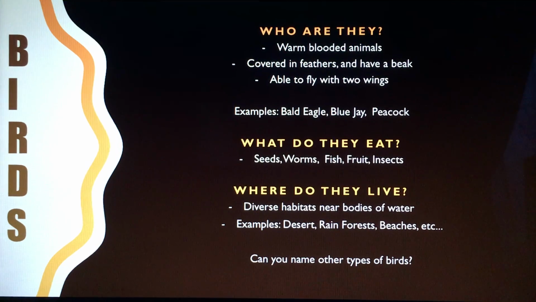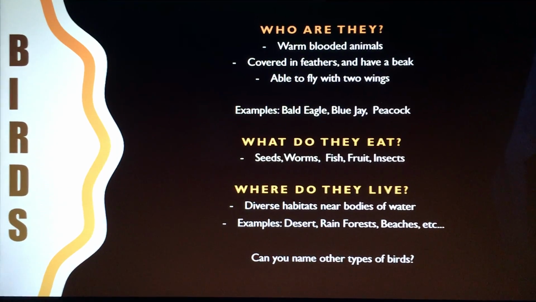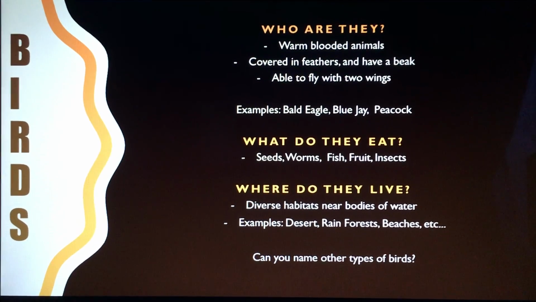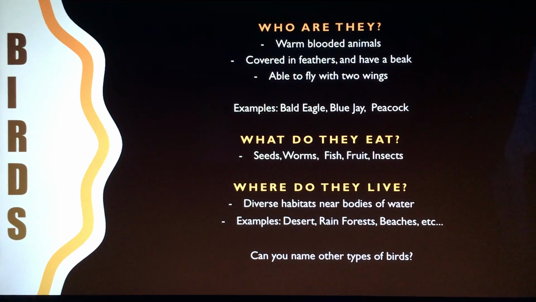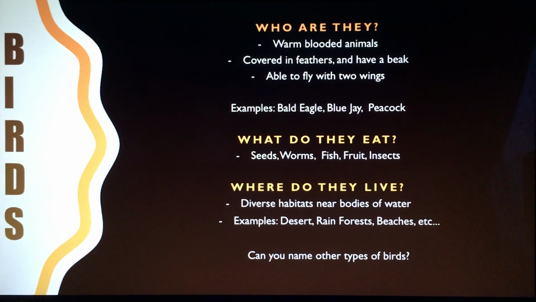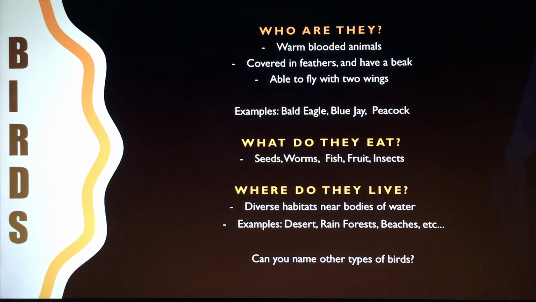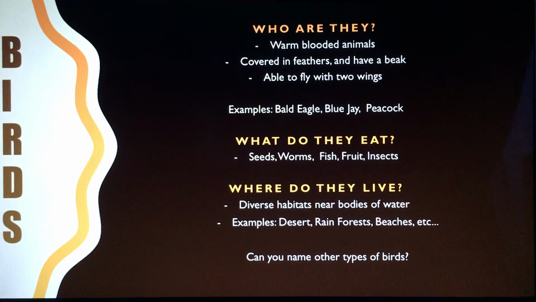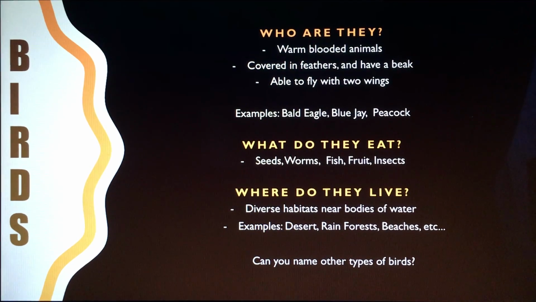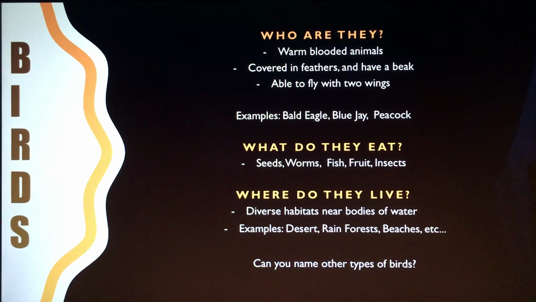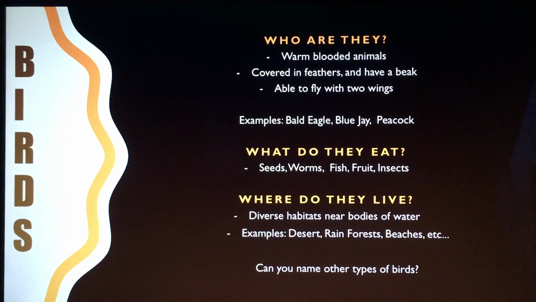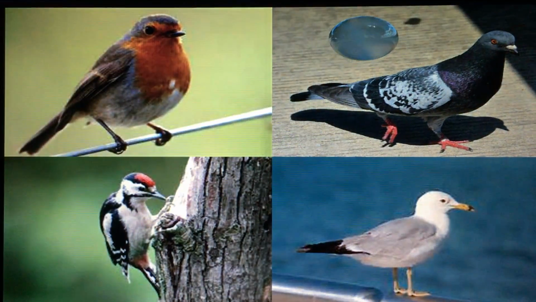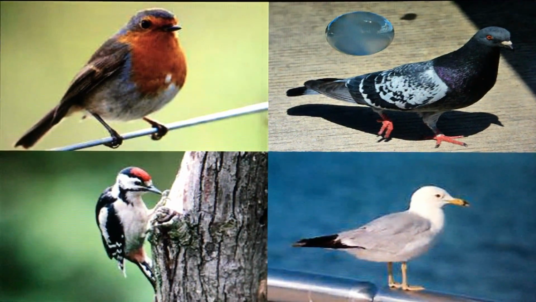Next are birds. Birds are warm-blooded animals, covered in feathers and have a beak. They are able to fly with 2 wings. Some examples of birds are a bald eagle, blue jay, or a peacock. They mostly eat seeds, worms, fish, fruit, and insects. And they live in diverse habitats near bodies of water. Some examples are desert, rainforests, beaches, etc. Can you name other types of birds? Here are my examples of what I think defines a bird.